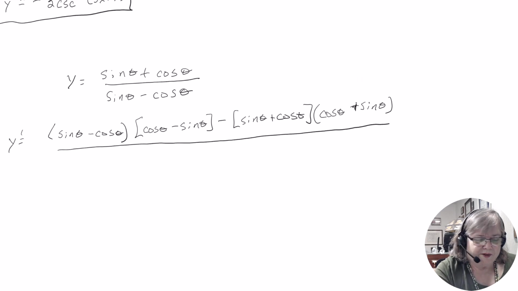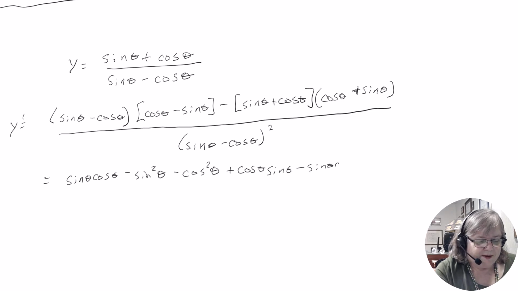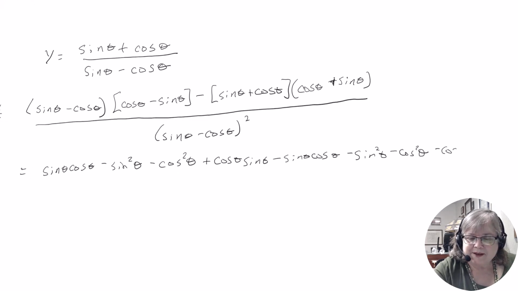All over sine theta minus cosine theta squared. And when you multiply all that out, you get sine theta cosine theta minus sine squared theta minus cosine squared theta plus cosine theta sine theta minus sine theta cosine theta minus sine squared theta minus cosine squared theta minus cosine theta sine theta.